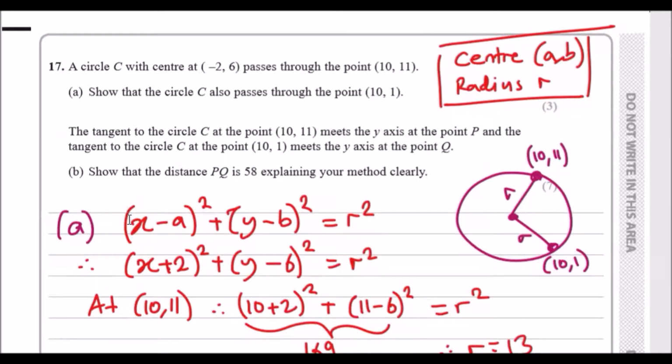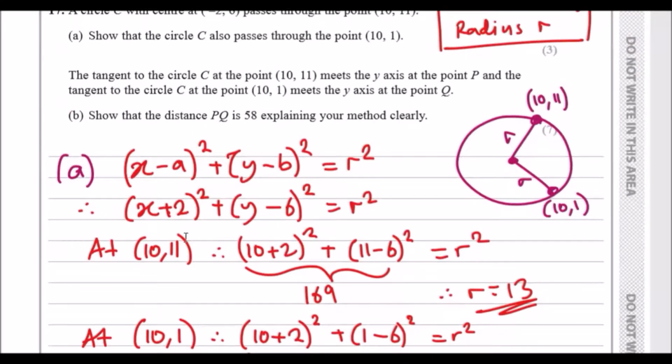So all you have to do is firstly write down your circle equation, which is of course (x - a)² + (y - b)² = r², with a and b being -2 and 6, so (x + 2)² + (y - 6)² = r². And now you just test it. If we plug in firstly the point (10, 11), what happens? When x is 10 and y is 11, you just deduce the equation and you get 169, which must equal r². So therefore, square rooting this will give us a radius of 13.